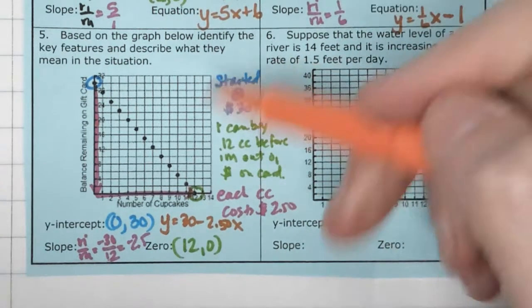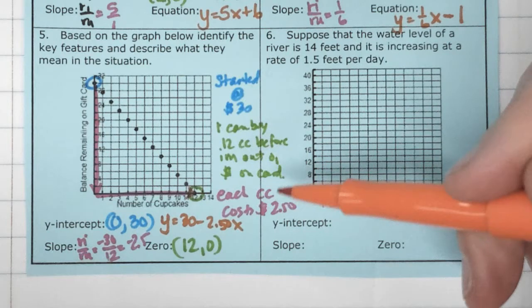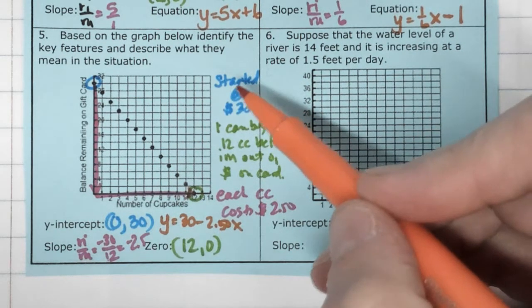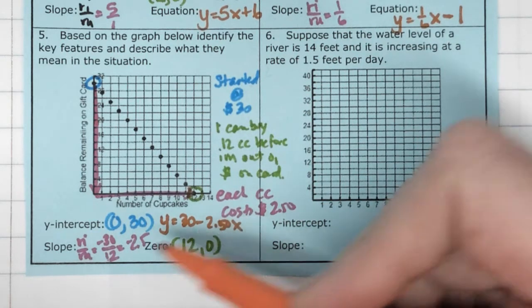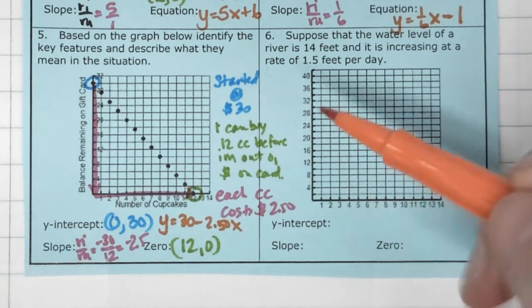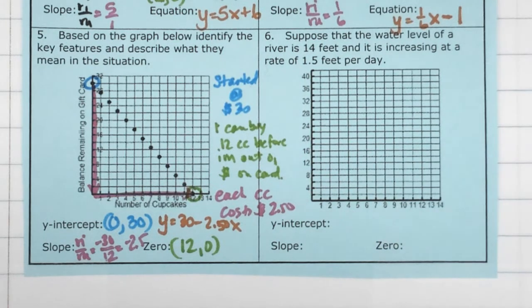This is what we're talking about when we describe what they mean, or explain what they mean. Don't just tell me (0, 30). Tell me that means I started at $30. Don't just tell me the slope is negative 2.5. That means each cupcake costs $2.50. That's what we're trying to do. We spend a lot of time in algebra working on that. That's one of the big things that we talk about.